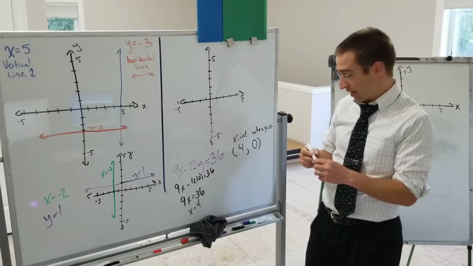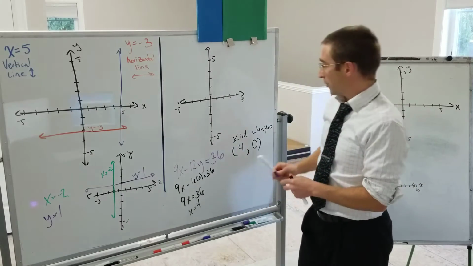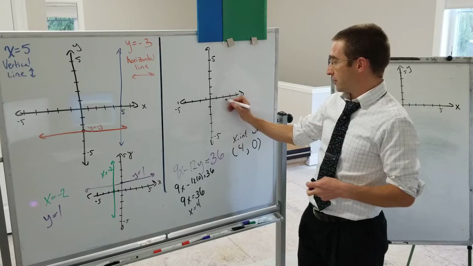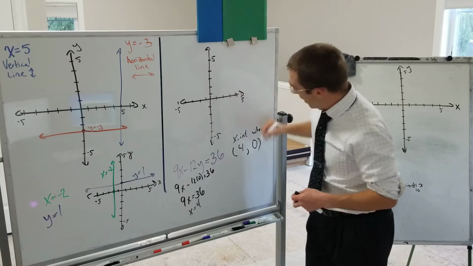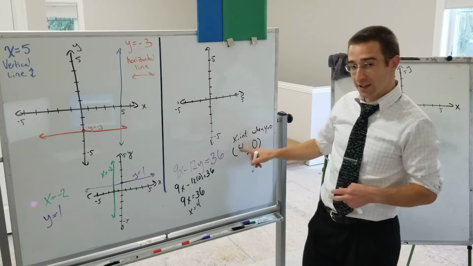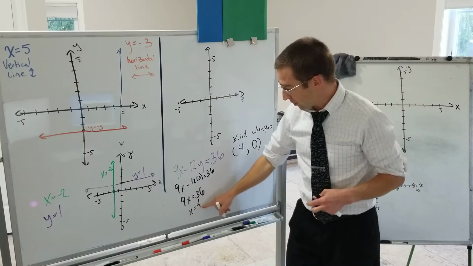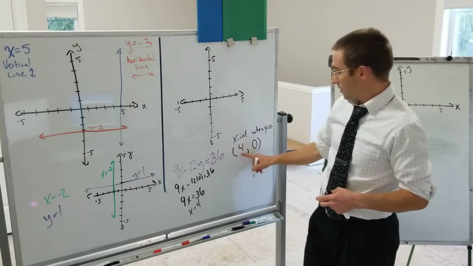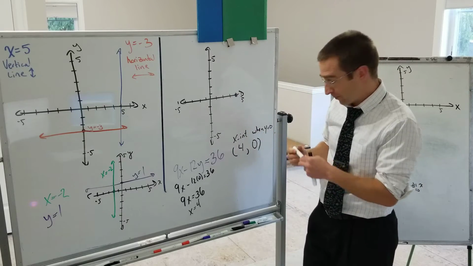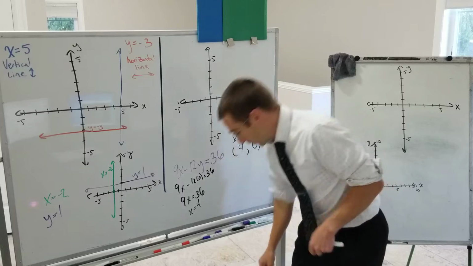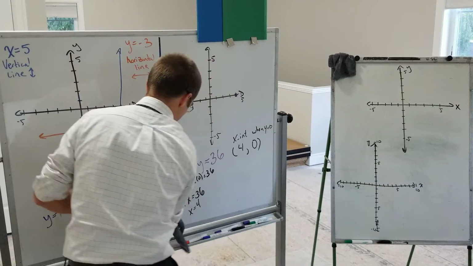That's my x-intercept. So I go to my x-axis, and I go 1, 2, 3, 4, and I put this point. It's not the line. It's not the line x equals 4, right? This is a solution to this equation. It's the point (4, 0). I know that might be a little confusing. Sorry.